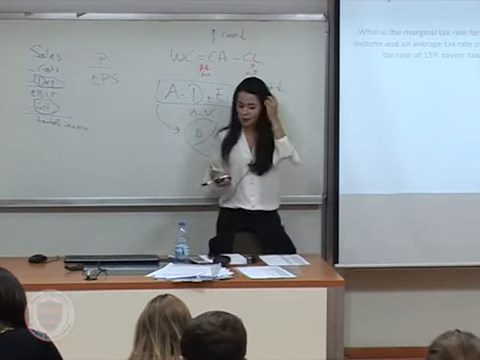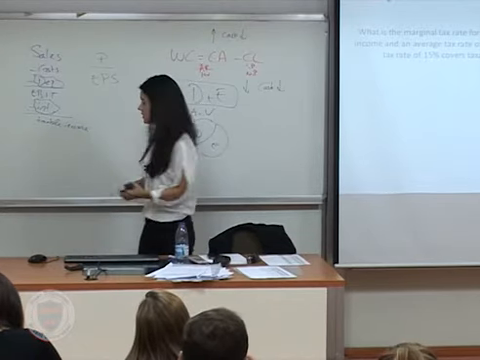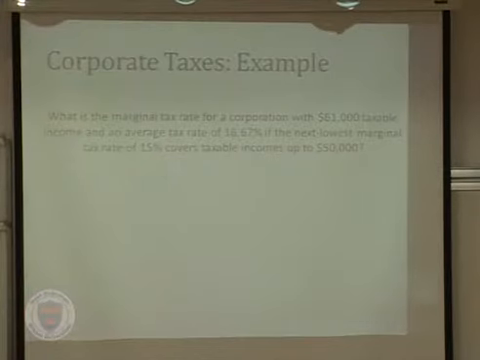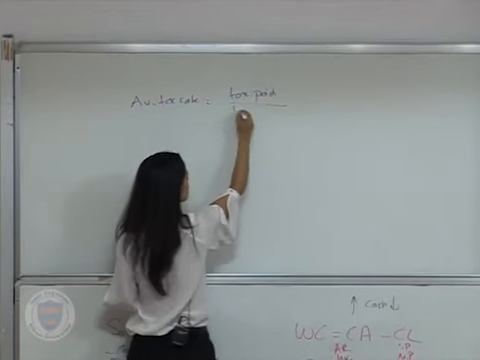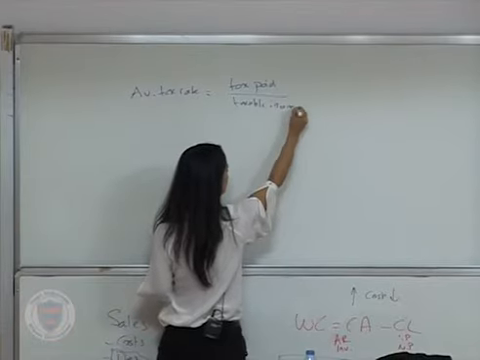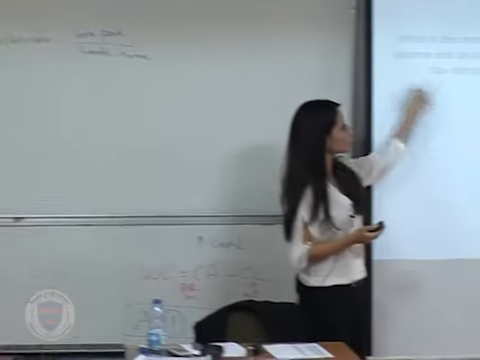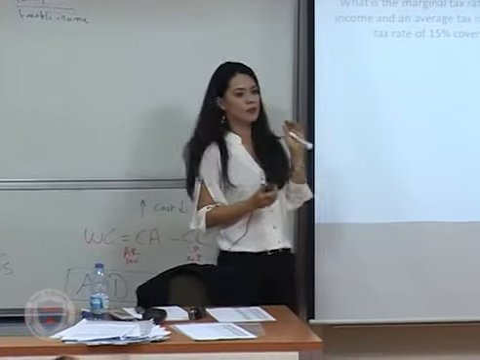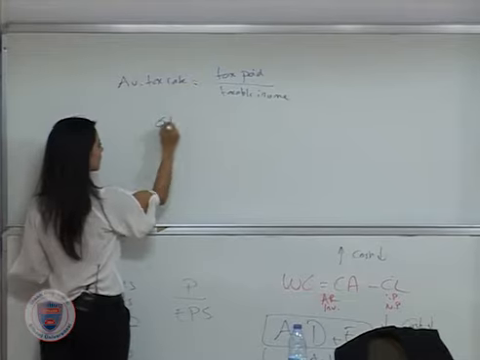Let's look at this example. What is the marginal tax rate for a corporation with $61,000 taxable income and an average tax rate of 16.67%? What is the average tax rate? Average tax rate is how much tax you are paying overall compared to your taxable income. And it says the next lowest marginal tax rate of 15% covers taxable incomes up to $50,000. So in this example, you're generating $61,000.